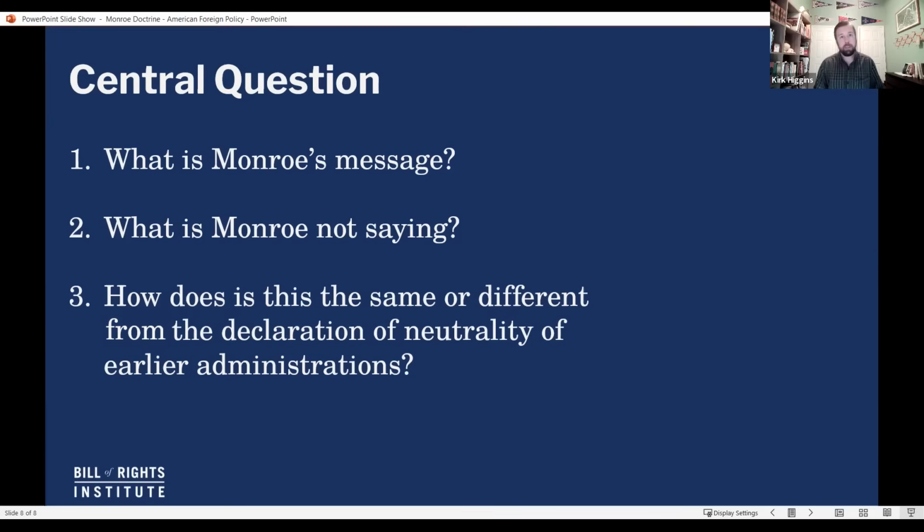So if monarchies are coming over and impressing themselves into this hemisphere or into these new countries, that's going to be something that we're not looking kindly upon. But what is Monroe not saying? Monroe is not saying that we're going to get involved in everything. And he's not saying that we're going to be interested in trying to help overthrow colonial governments that are already existing in the Western Hemisphere.